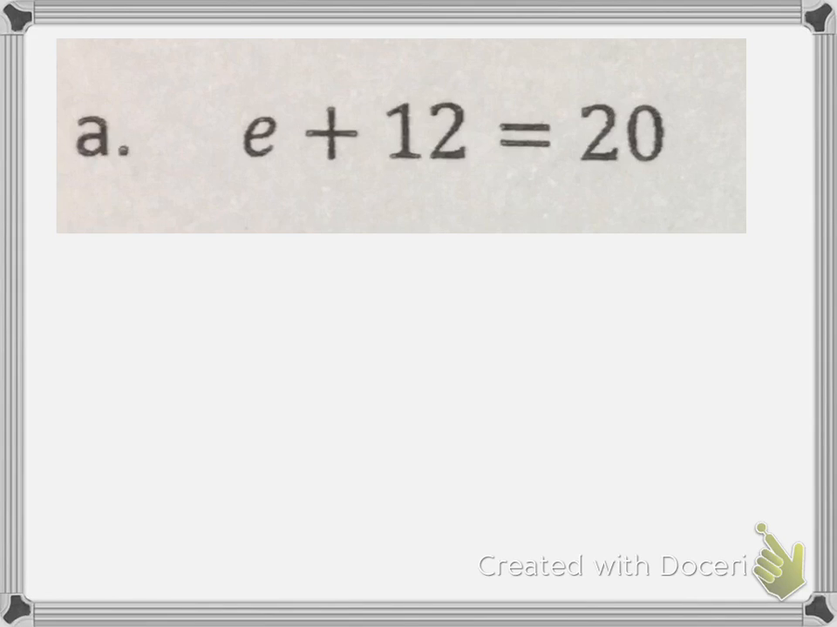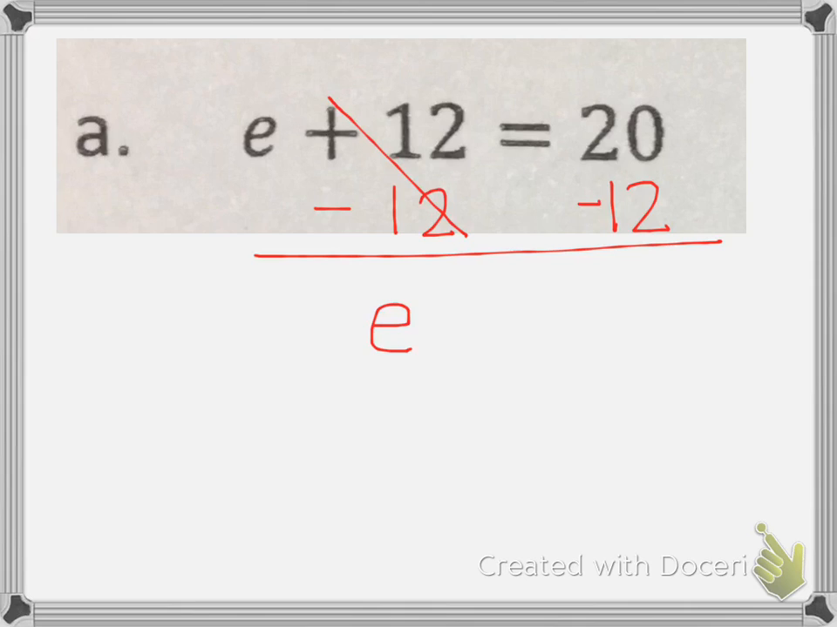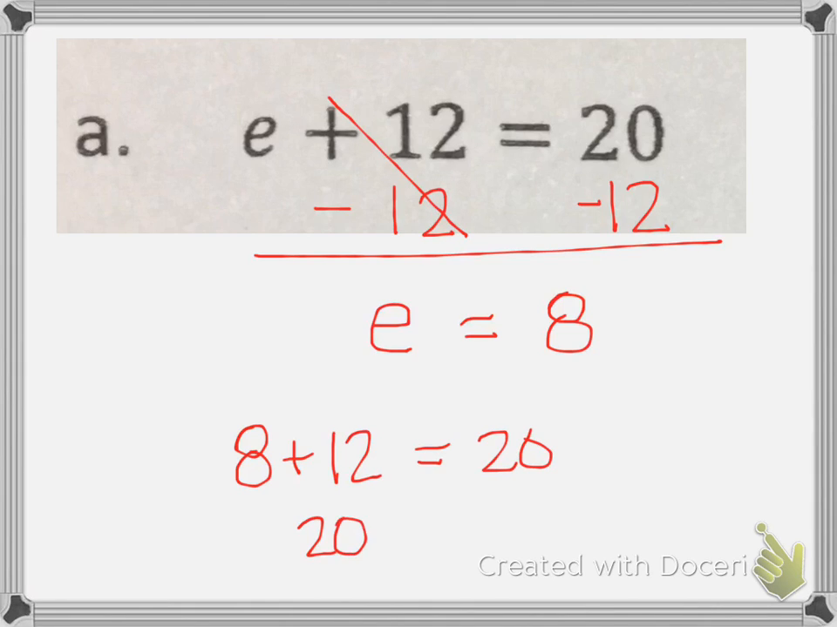And here it is. Undo the positive 12. Whatever you do to one side, you have to do to the other side. 12 minus 12 is 0. E equals 8. Is it right? Well, check it. Every time I see an E, I'm going to put an 8. 8 plus 12 equals 20. 8 plus 12 is 20. So does 20 equal 20? Yes, I'm right.